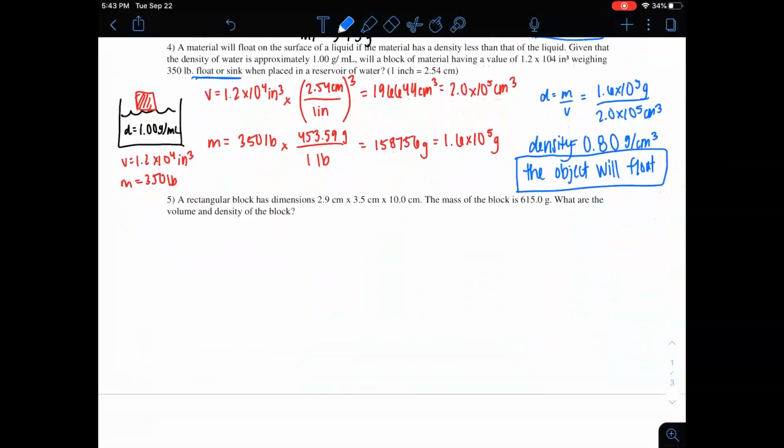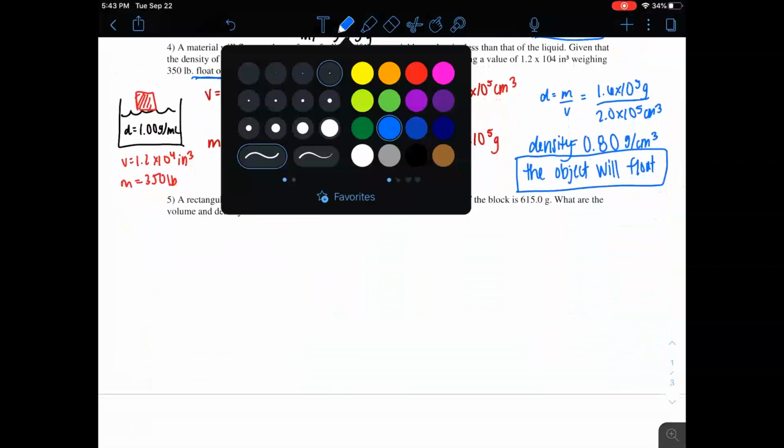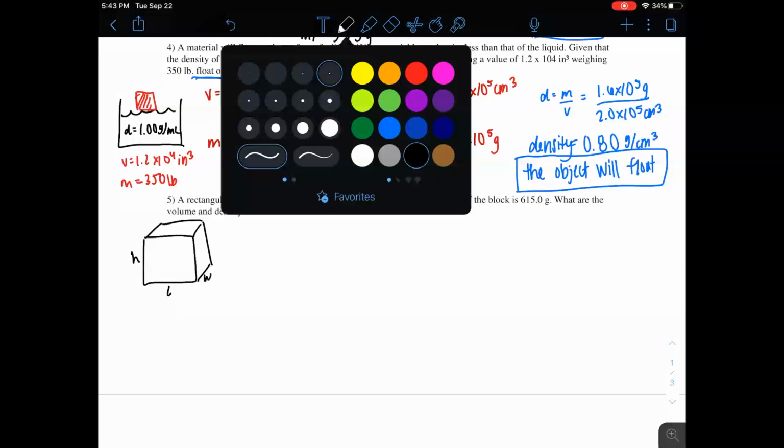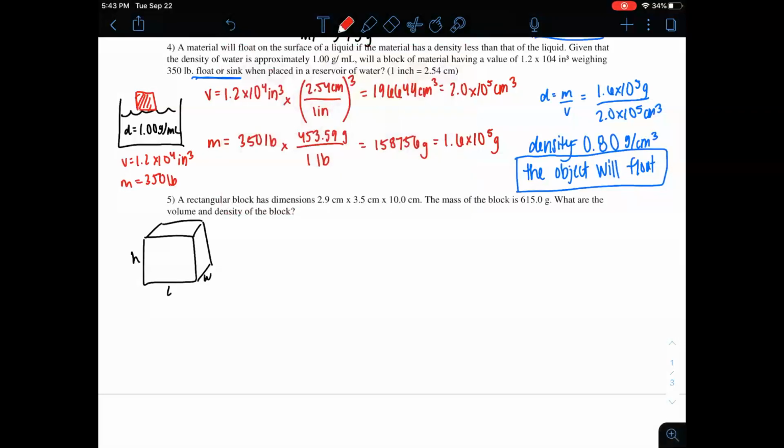Now, if we look at number 5 here, a rectangular block has these dimensions. A block has a mass. What is the volume and density of the block? Well, first off, we're going to draw ourselves a beautiful, lovely box here. And when we're dealing with blocks or cubes or whatever, we know we're going to have to calculate the volume, and it's going to be length times width times height.